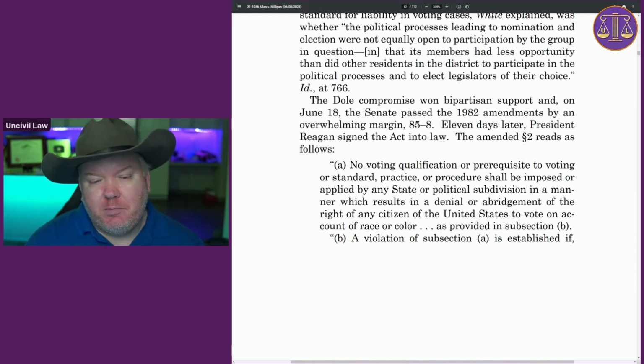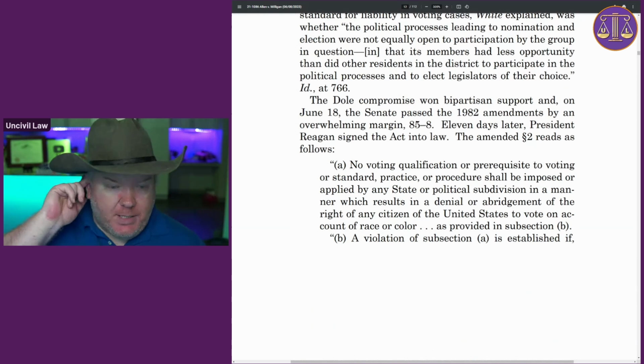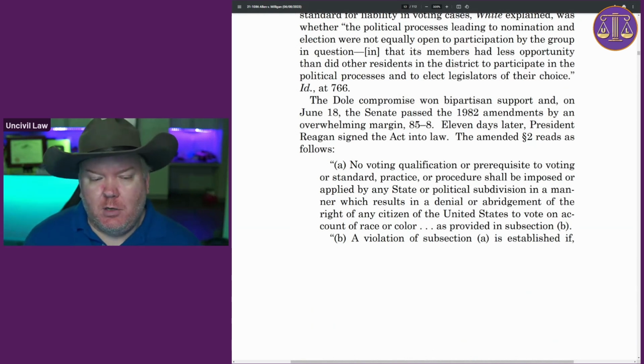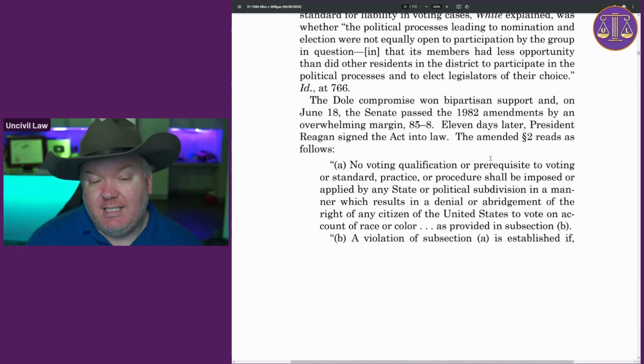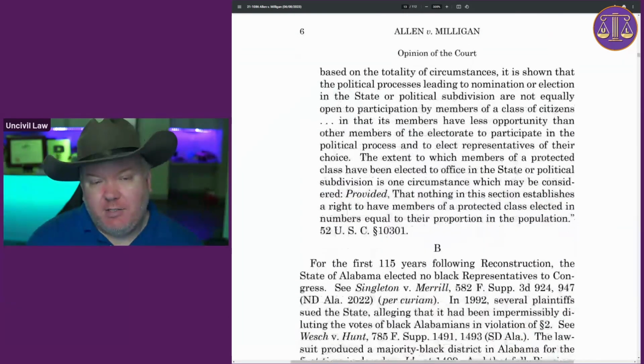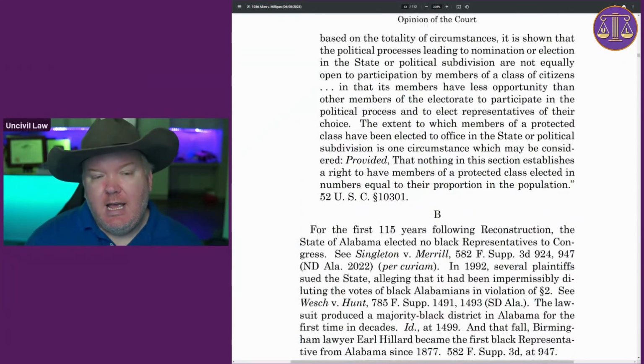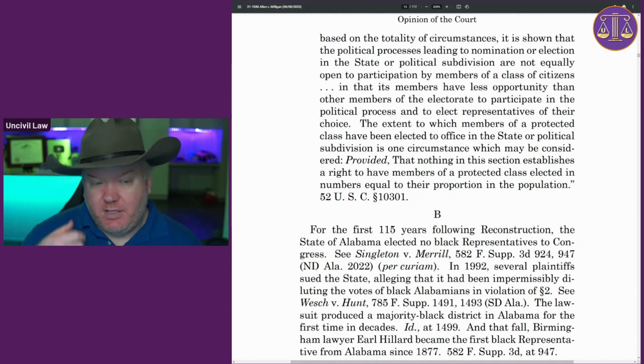"No voting qualification or prerequisite to voting or standard, practice, or procedure shall be imposed or applied by any state or political subdivision in a manner which results in a denial or abridgment of the right of any citizen of the United States to vote on account of race or color," and other language, as provided for in subsection B. "A violation of subsection A is established if, based on the totality of circumstances, it is shown that the political processes leading to nomination or election in a state or political subdivision are not equally open to participation by members of a class of citizens, in that its members have less opportunity than other members of the electorate to participate in the political process and elect representatives of their choice.